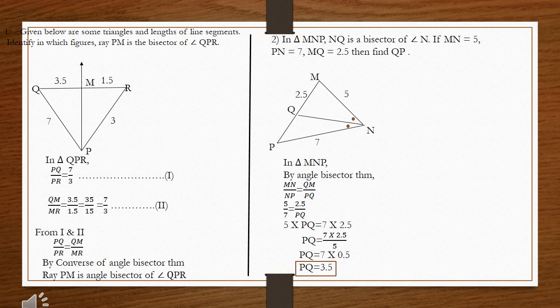By putting values, we get 5 upon 7 equal to 2.5 upon PQ. Then by cross multiplication, we get 5 into PQ equal to 7 into 2.5. Therefore, PQ equal to 7 into 2.5 upon 5. Now divide 2.5 by 5, we get 0.5. So PQ equal to 7 into 0.5 becomes 3.5.